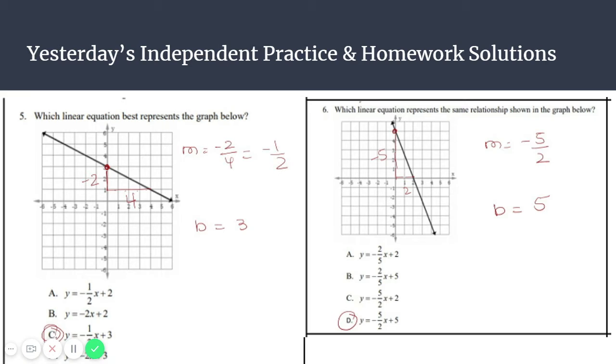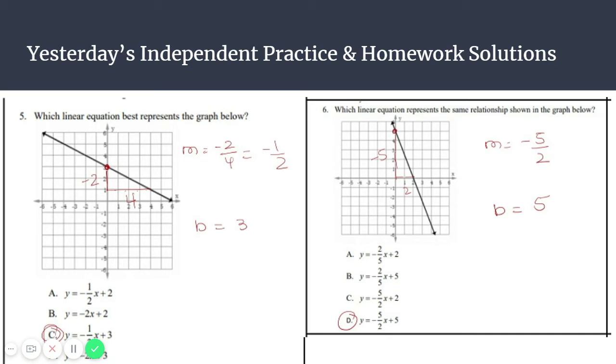For number 6, it says which linear equation represents the same relationship shown in the graph below. You're doing the same thing as we did before, which is to determine your slope and y-intercept to determine what that equation is. An easier thing to do first is to determine what your y-intercept is. It's the point at which the line crosses the y-axis. Your x-coordinate is 0 and you have a value for y. In doing so, we see that it crosses the y-axis at 5.